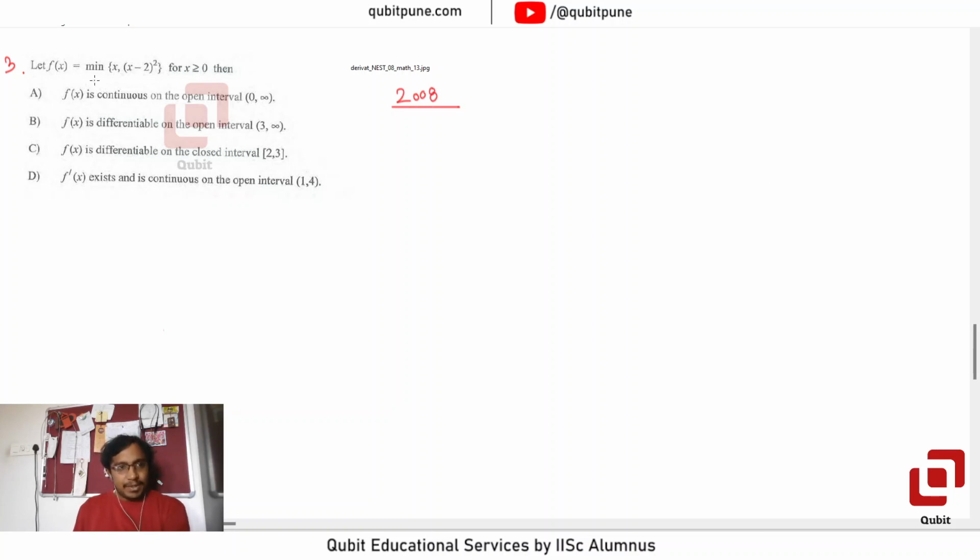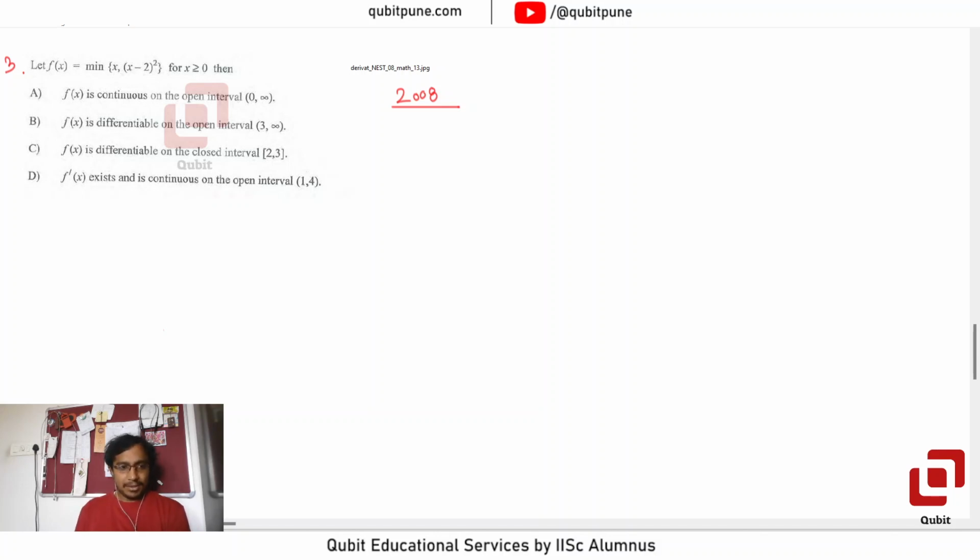Let f of x be the minimum of x comma x minus 2 squared for x greater than or equal to 0. Option A, f of x is continuous on the open interval 0 to infinity. Option B, f of x is differentiable on the open interval 3 to infinity. Option C, f of x is differentiable in the closed interval 2 to 3. And option D, f dash of x exists and is continuous on the open interval 1 to 4.